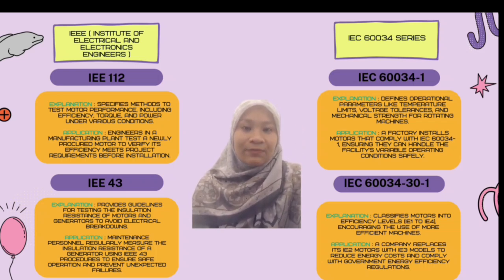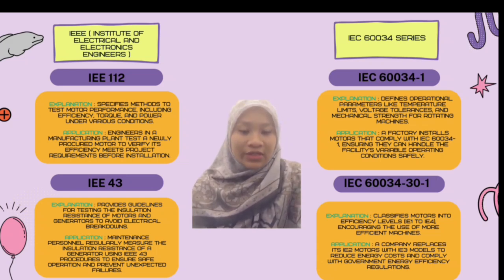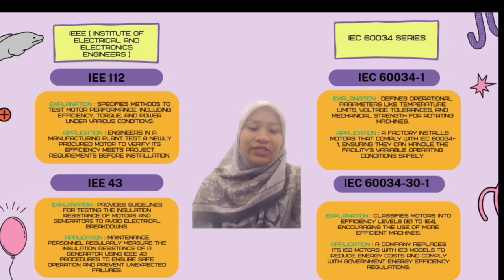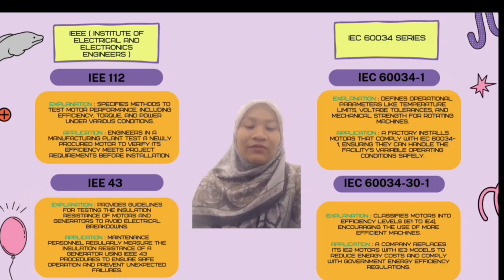before installation. The second example is IEEE 43, Recommended Practice for Testing Insulation Resistance of Electric Machinery. It provides guidelines for testing the insulation resistance of motors and generators to avoid electrical breakdown. The application is maintenance personnel regularly measure the insulation resistance of a generator using the IEEE 43 procedure to ensure safe operation and prevent unexpected failure.